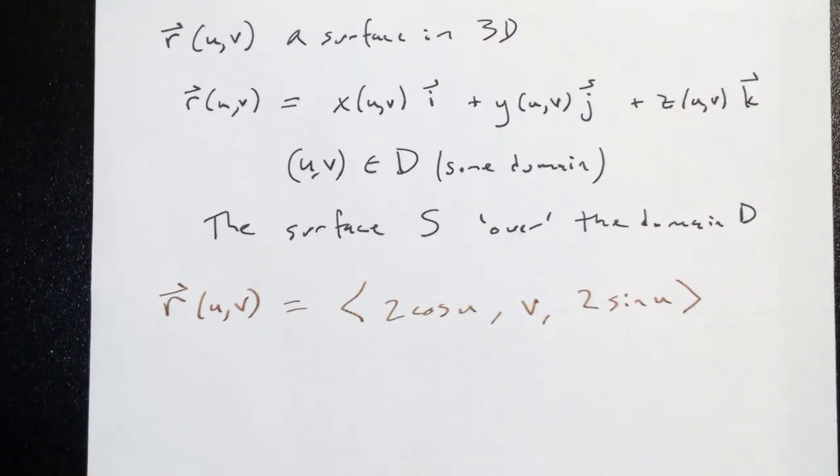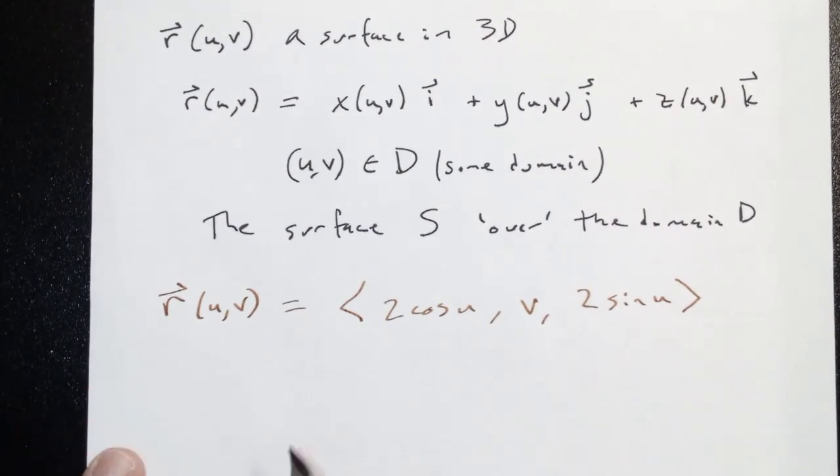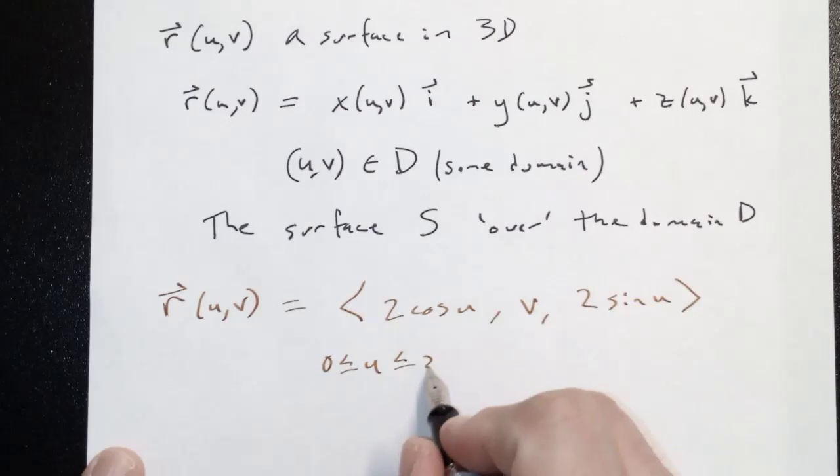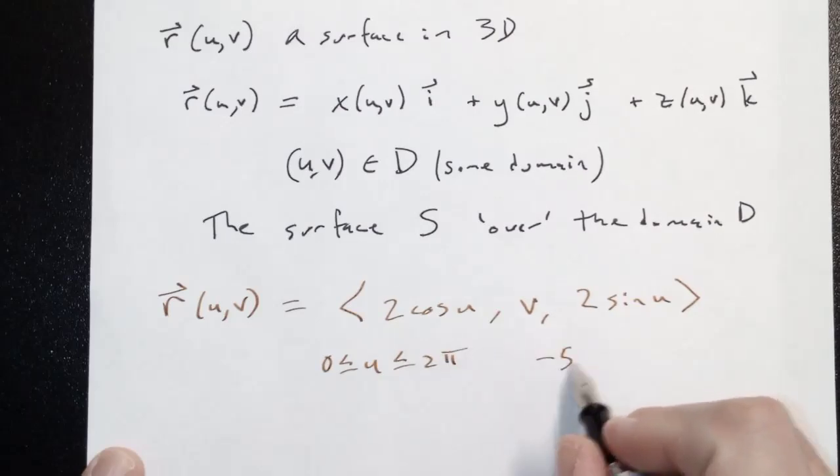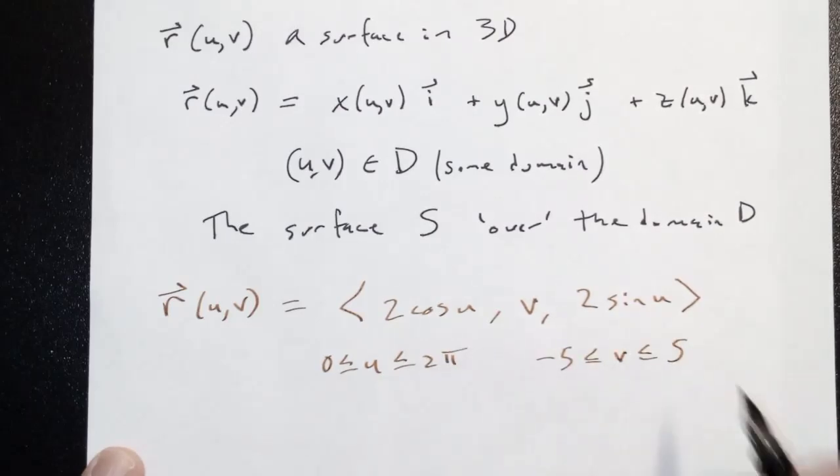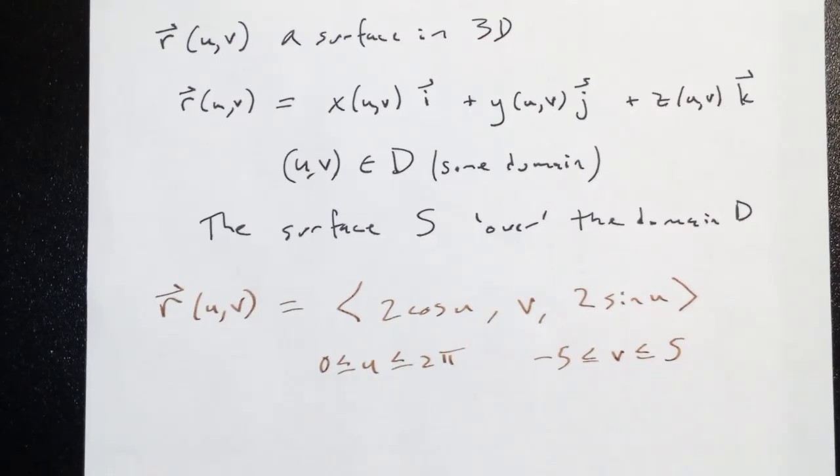I'm going to say 0 is less than or equal to U less than or equal to 2 pi, negative 5 less than or equal to V less than or equal to 5. My stupid question of the day. This describes a surface, an object in 3D. What's it look like?